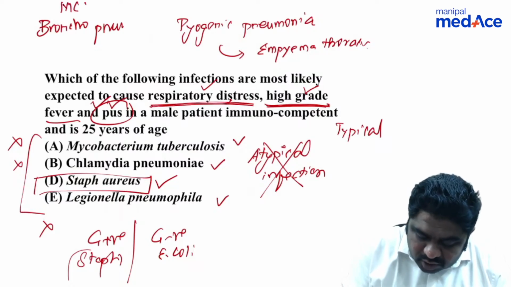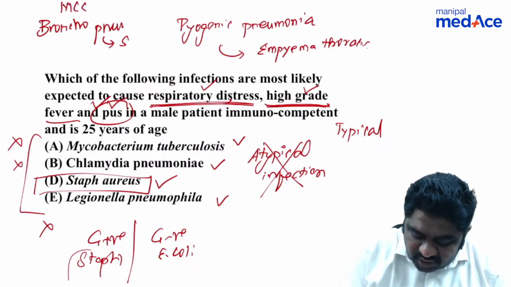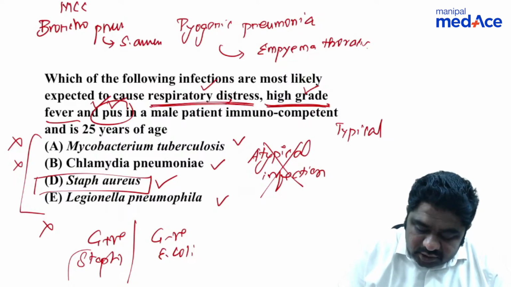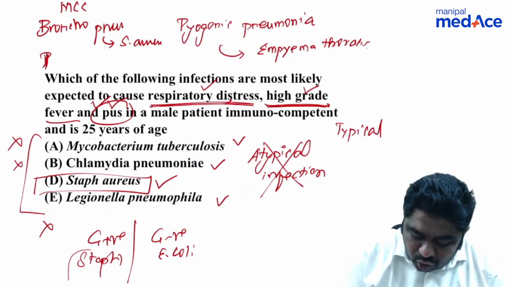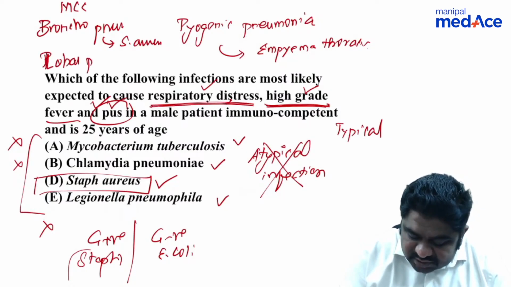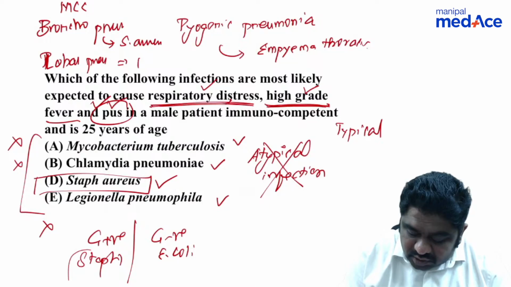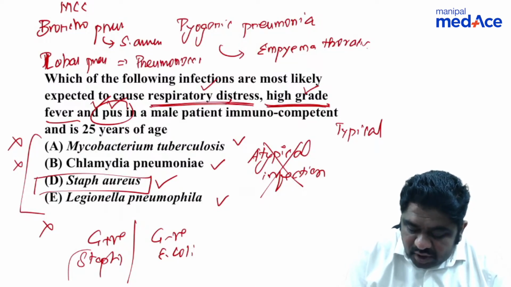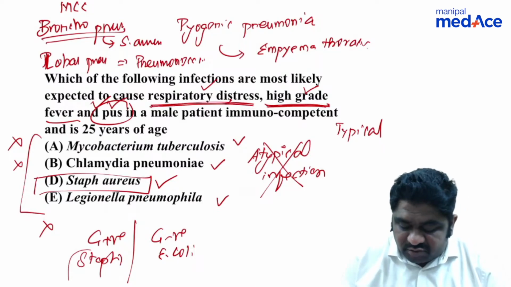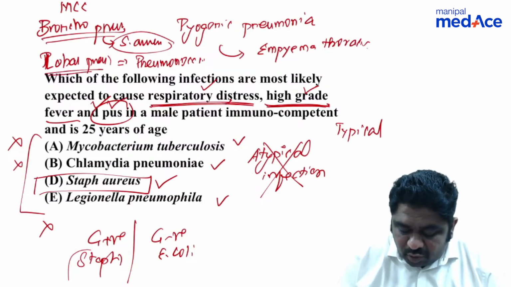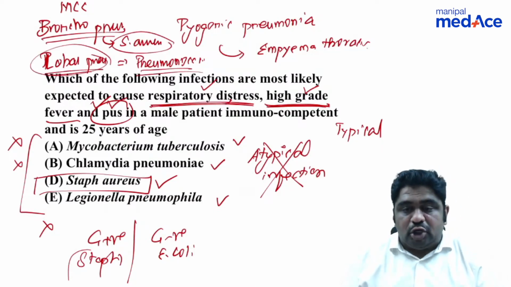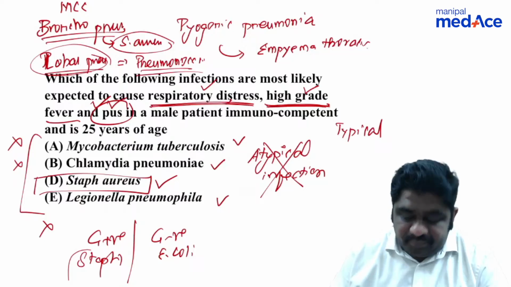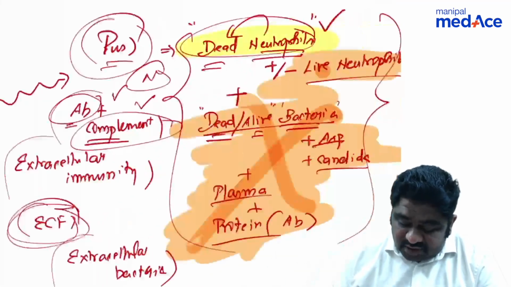The most common cause of bronchopneumonia is Staph aureus, and the most common cause of lobar pneumonia is pneumococcus. These are all important MCQs, never forget them. The most common cause of bronchopneumonia is Staph aureus. The most common cause of lobar pneumonia is pneumococcus. So the answer is staphylococcus here.